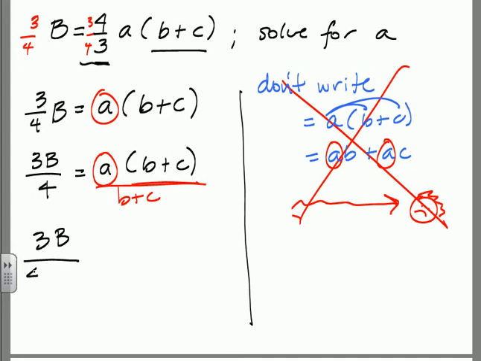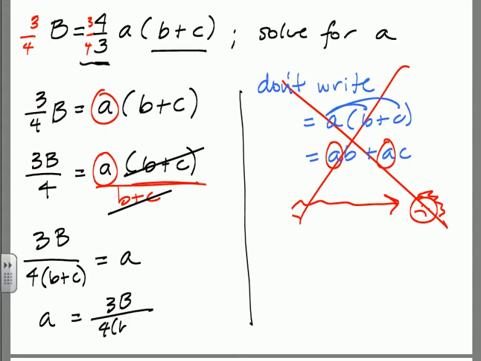b plus c, still in its bag, down in the denominator. And what happens over on the right? Well, those cancel, and you've got a left over. So final answer, a equals 3b over 4 times the quantity b plus c. Whew, that was kind of complicated, and it's getting more fun here.